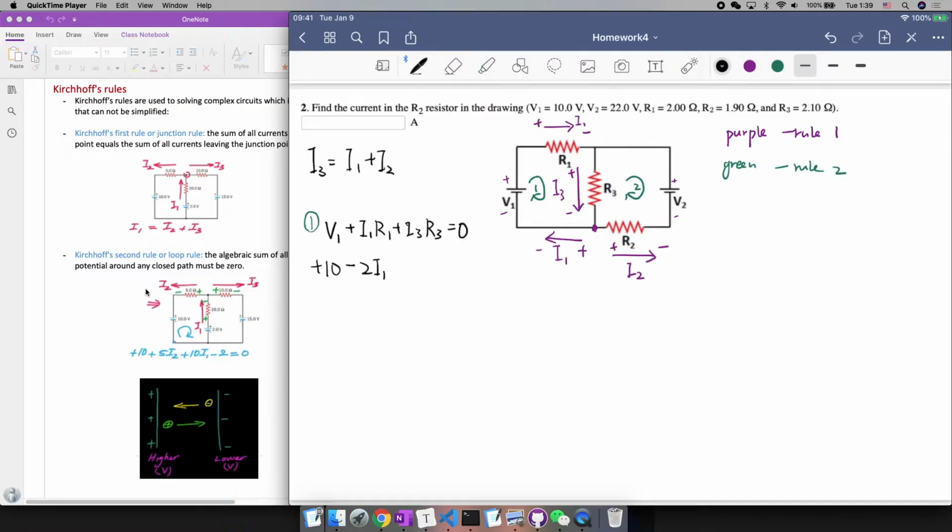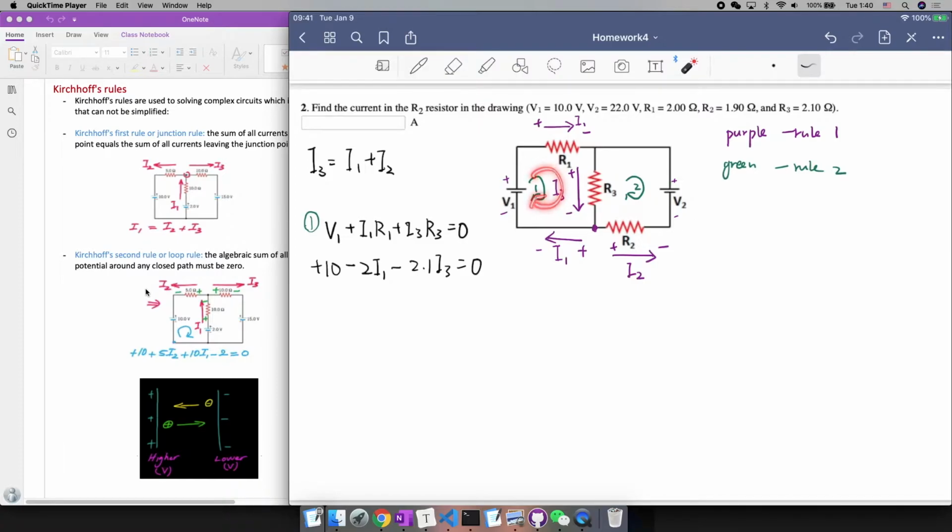Okay, then next term. We're looking at this side. Is it gain or loss? So obviously loss, right? Because higher to lower. We go from higher to lower, loss. So we minus 2 times I1 equals 0, right? So here, you might ask, why would we need plus and minus? Because it is always going this way, right?